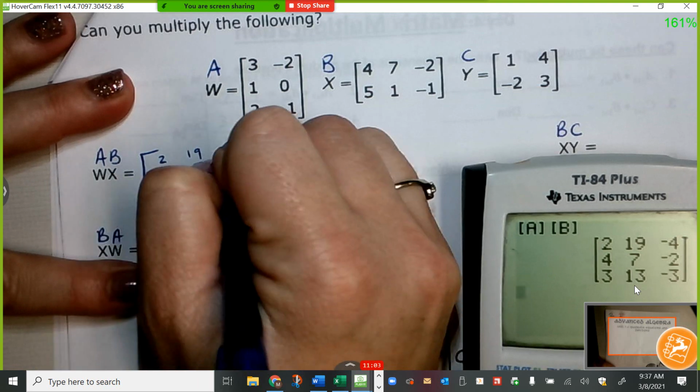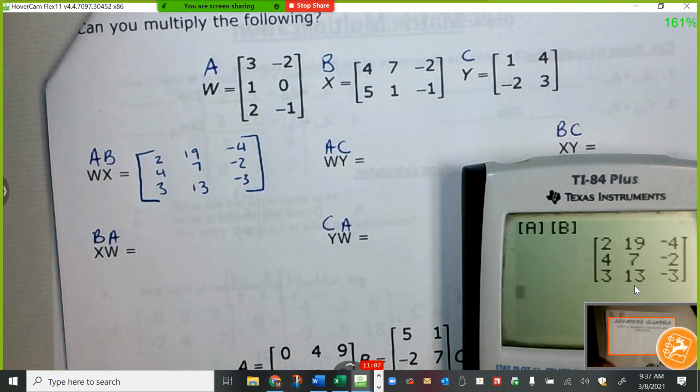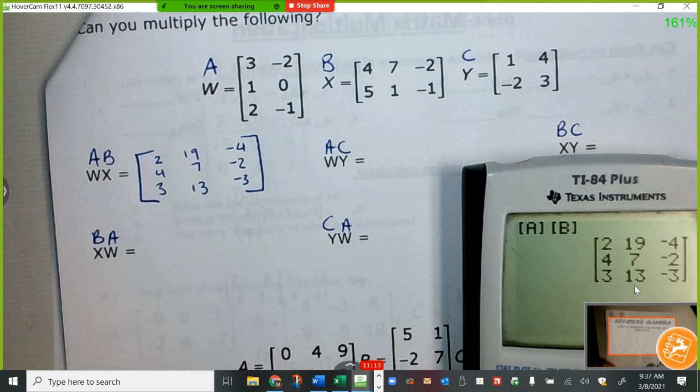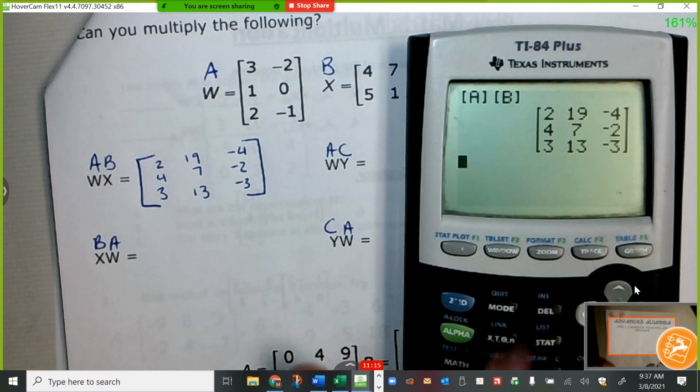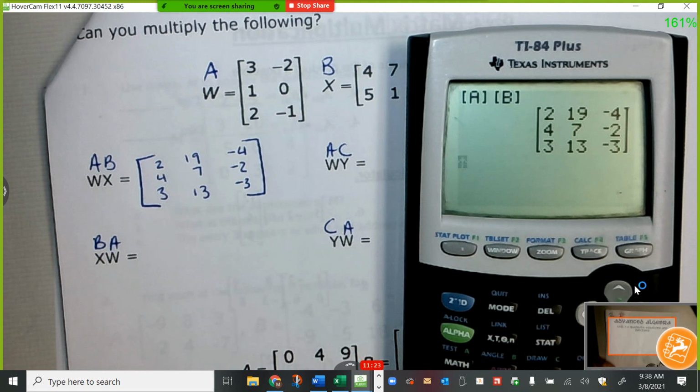Hold on, I'll show you. Did you get all your matrices typed in over at edit? Okay, so you do second quit, second mode to bring you back to the home screen. See how that says quit right there? That will take you to the home screen. So then you do second matrix.